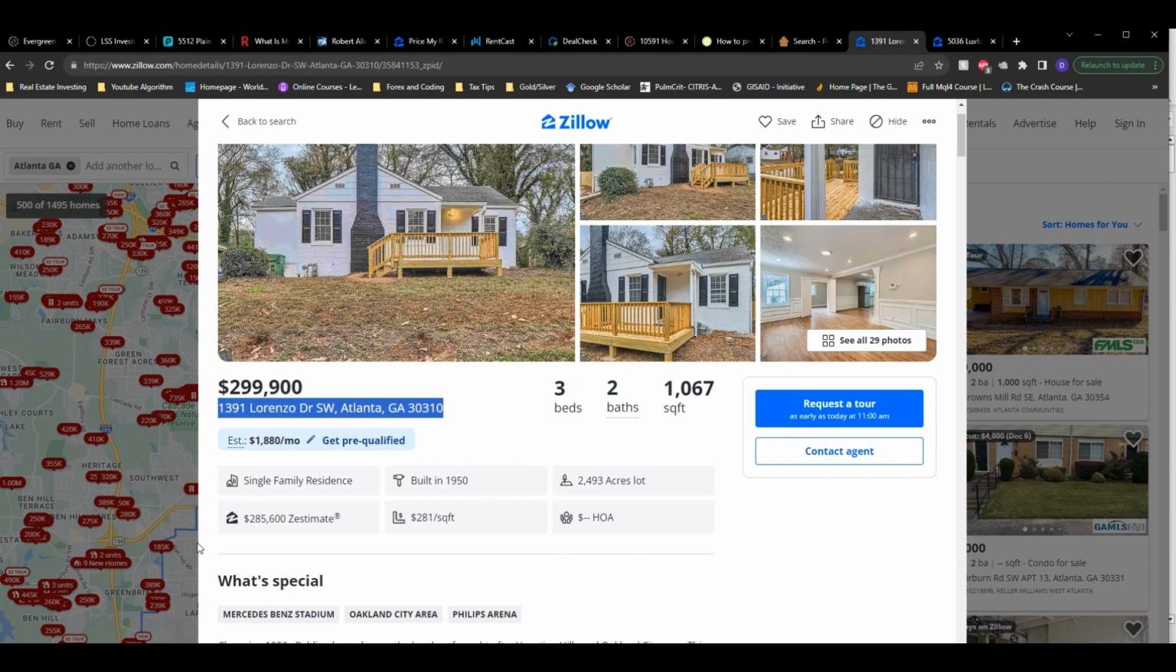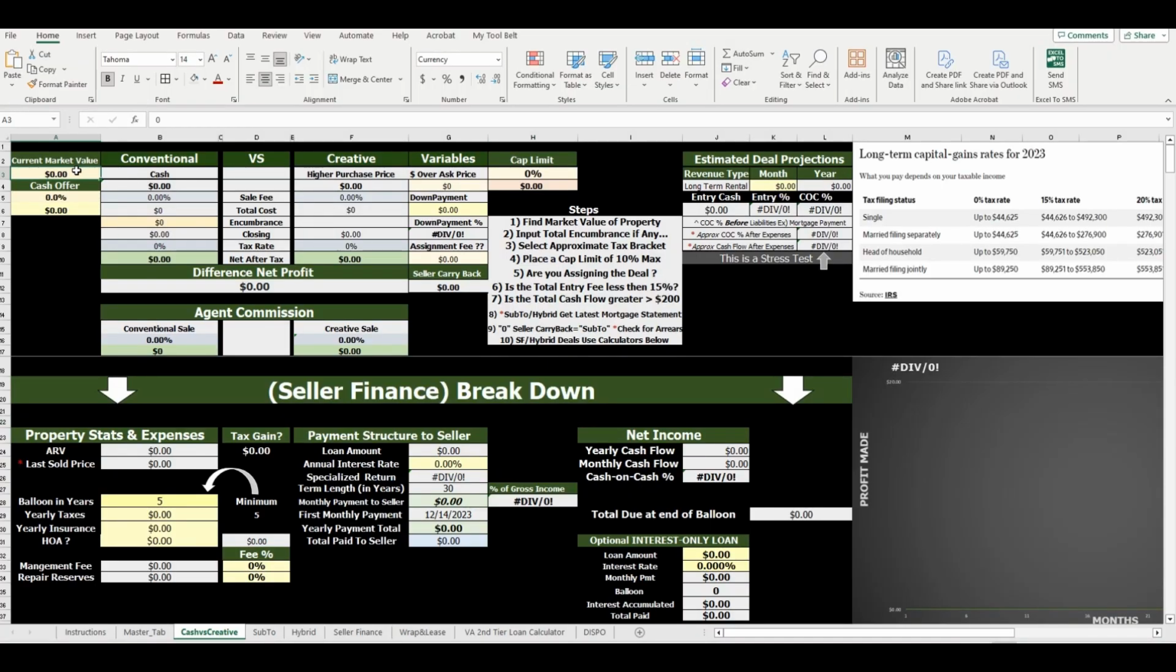So what we're going to do is take the middle number, which would be about 290, and say that the market value for this property at this moment in time is going to be around the 290 mark. So that's going to be the first thing that we put in on our calculator. The second thing that we could plug in is the encumbrance. In this case, it's 0, and it's already set at 0.